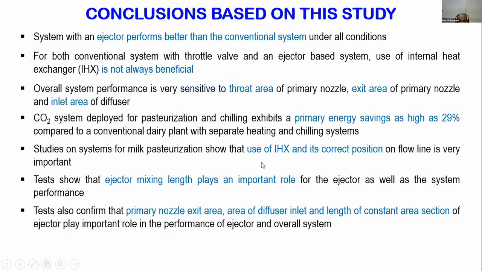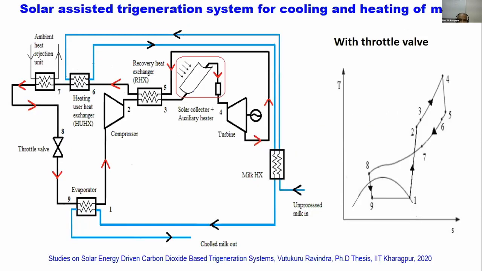So these are the studies based on the conventional transcritical CO2 system with or without ejector and with or without intermediate heat exchanger. Okay. We have also done some theoretical work. Frankly speaking, I am not very sure whether it has any economic viability or not, but conceptually it is somewhat interesting. So this is a solar-assisted trigeneration system for cooling and heating of milk.